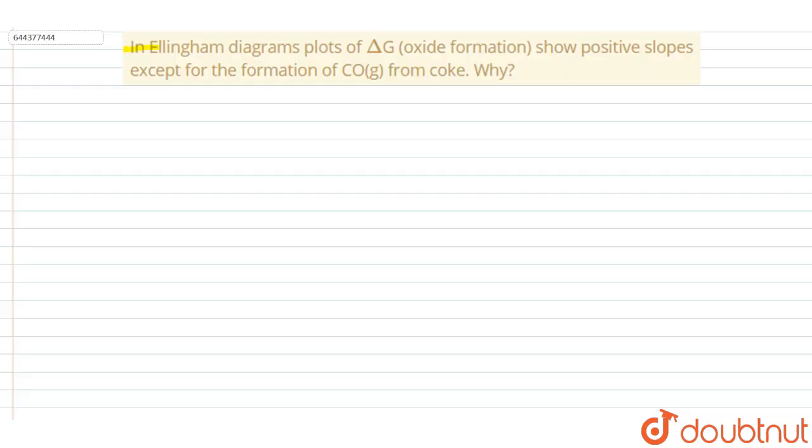So our question says, in Ellingham diagrams, plots of delta G, that is oxide formation delta G, show positive slopes except for formation of CO, that is carbon monoxide gas, from coke, that is solid carbon. And the question is why, the reason for this particular statement. So let us see how can we solve this question.